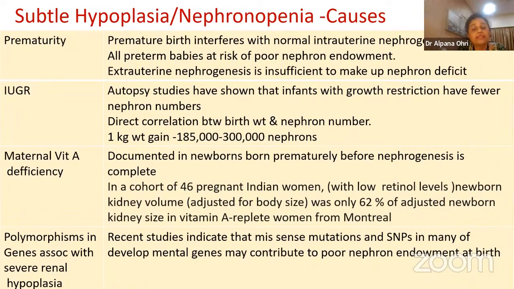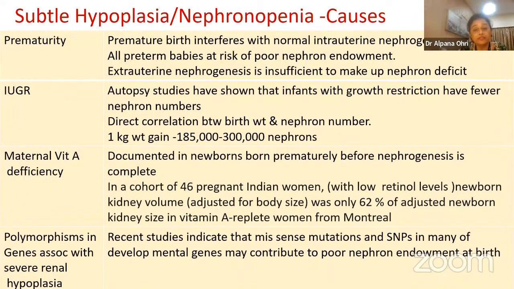IUGR babies. It has been seen in autopsy studies that infants who are born with growth restriction have fewer nephrons. And it has also been quantified that 1 kg weight gain in IUGR babies is associated with almost 2 lakh extra nephrons.